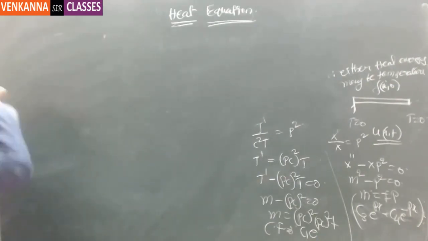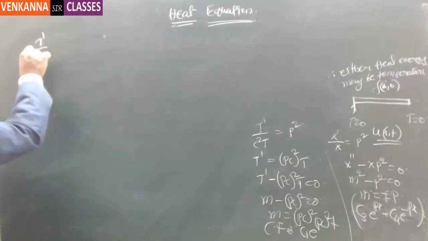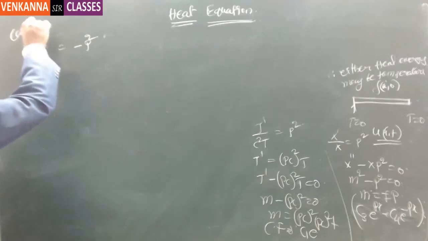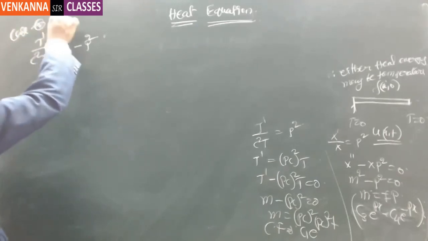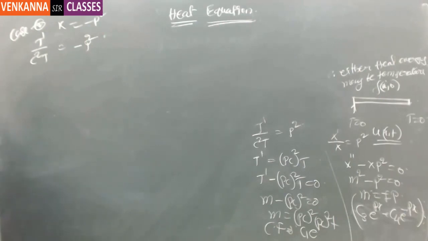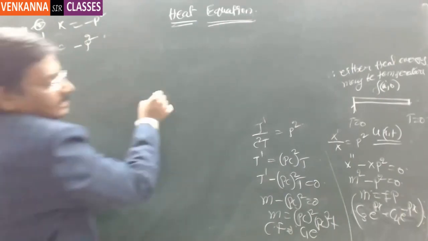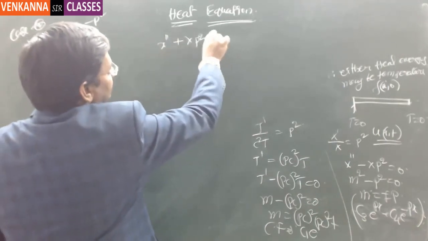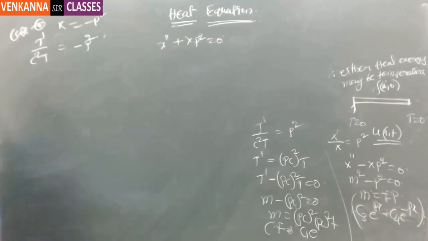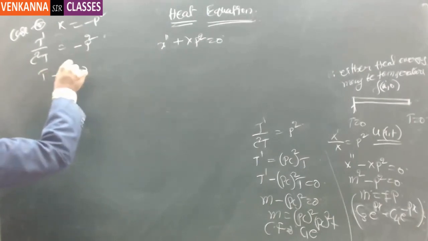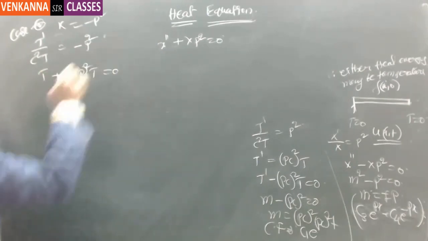Okay, then case 2: T dash by c square T is equal to minus p square, where the constant is minus p square. Then the other equation is X double dash plus p square X equal to 0. This is the second equation. And the first one is T dash plus c square p square T equal to 0.